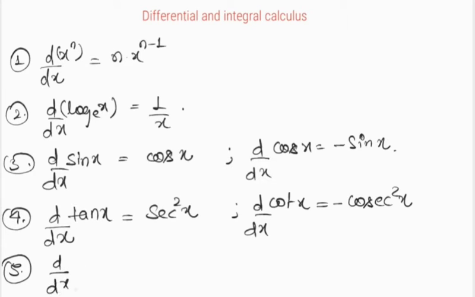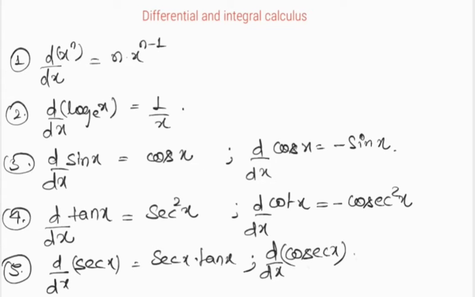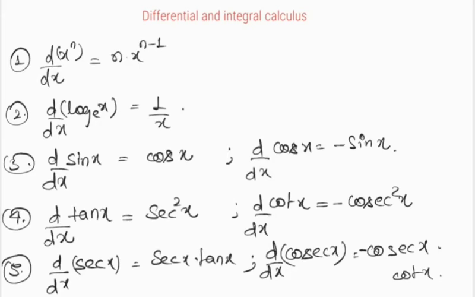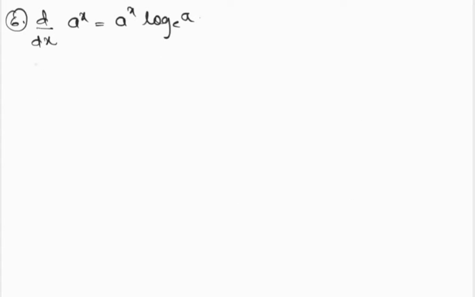Differentiation of sec x is equal to sec x into tan x. Differentiation of cosec x is equal to minus cosec x into cot x. Differentiation of a to the power x is equal to a to the power x log base e a. Differentiation of e to the power x is e to the power x.